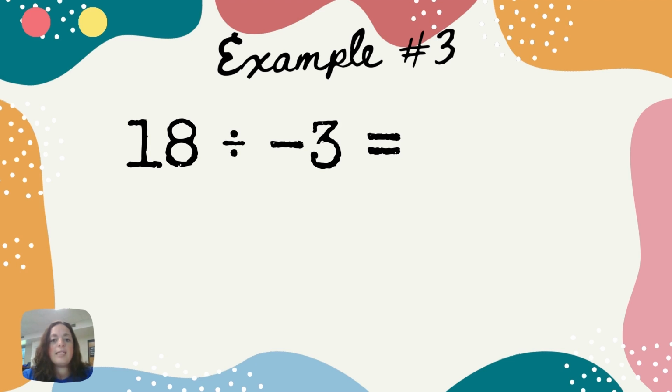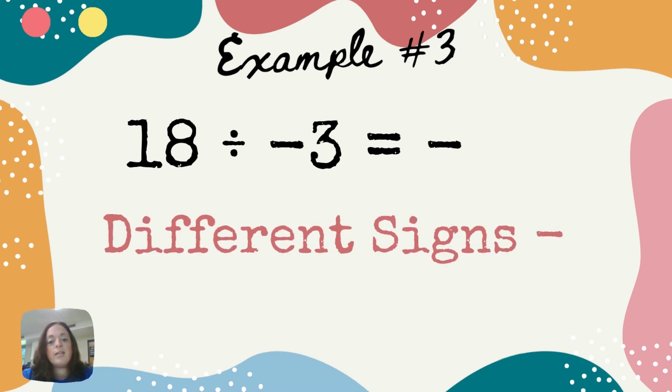Example number 3, 18 divided by negative 3. Let's notice the signs. This time we have a positive divided by a negative. So since the signs are different, our answer is going to be negative. Let's go ahead and put the negative sign where our answer goes so we don't forget later. 18 divided by 3 is 6. And since we wrote down the negative sign already, it's there. Our answer is negative 6.